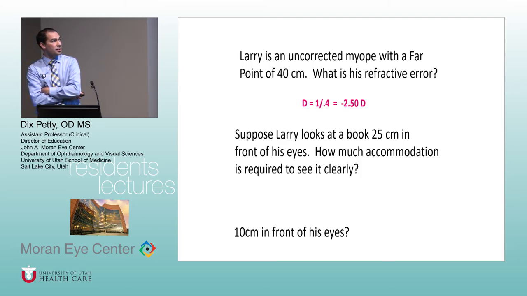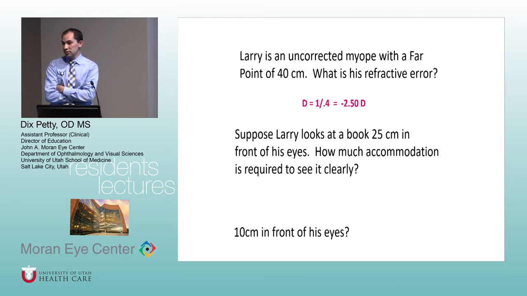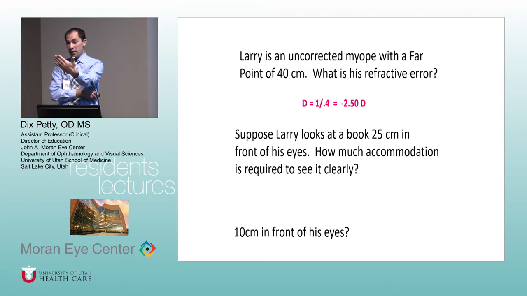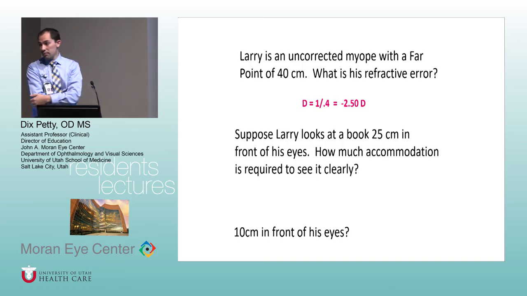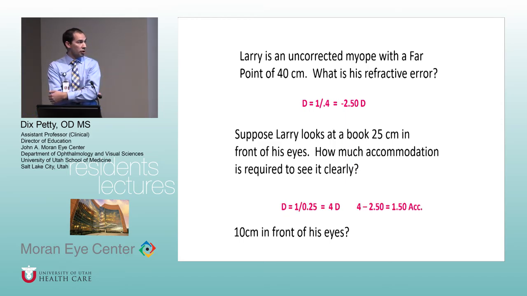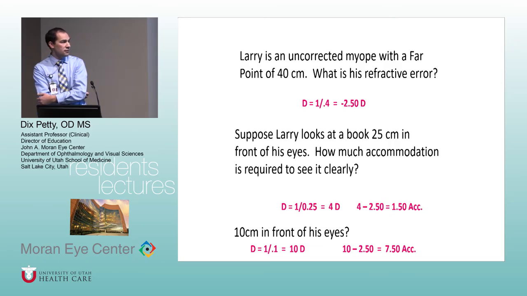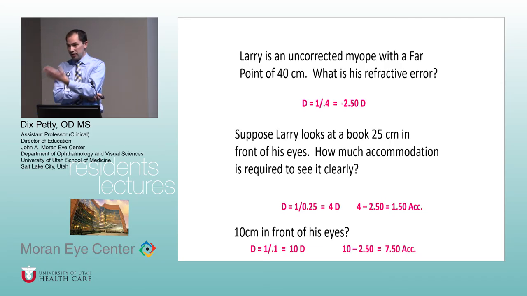So if his natural refractive error is a minus 2.5, and he needs to get to minus 4, how much accommodation would be required? Exactly. So when you're accommodating, you're adding minus power. It's bringing it closer. So it's always going to be a minus number, unless you're relaxing accommodation. You did exactly right. So we're going to do 1 over 4. That's 4 diopters required. He already has 2.5, so 4 minus 2.5 is 1.5 diopters. So what if it's 10 centimeters in front of his eyes? What would be the required? 10 minus 2.5. Yeah, so 7.5. So hopefully he has that much if he needs to look that close.